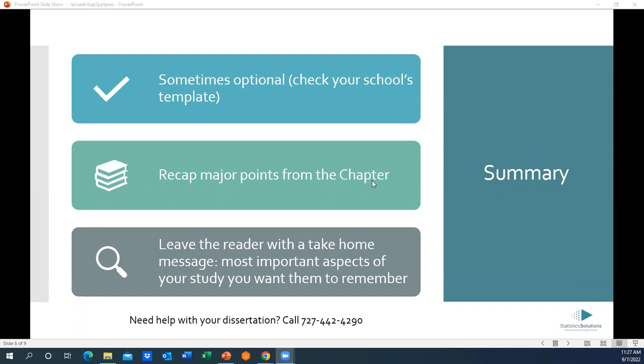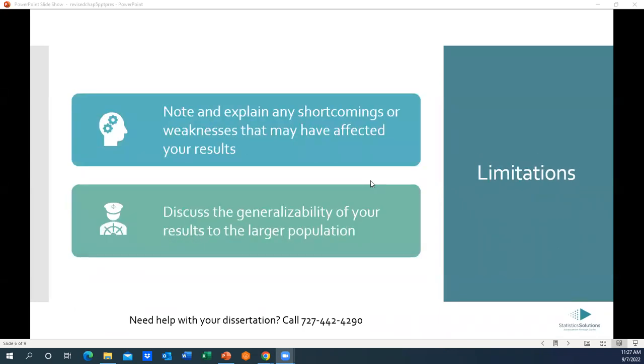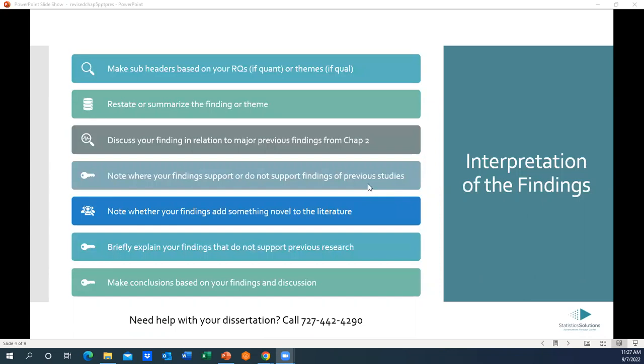Okay, I want to go back to interpretation of the findings. Now, sometimes, again, schools are different. The theoretical framework that you use for your study, or if it's qualitative, the conceptual framework, how does this fit in the discussion section? Again, you have to check your template, see what it says. Sometimes you can include discussion of the theory in this interpretation of the findings section. If the theory helps you interpret some of these findings from your research questions or your themes, I would just include it in there.